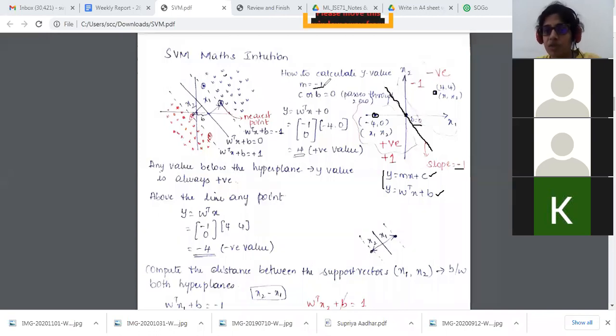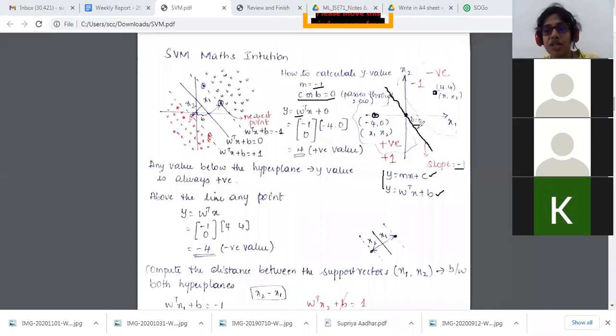I know the value of m, the slope, is -1, and the value of c or b is also 0, because it passes through 0. So y is equal to w transpose x plus b, and since b is already 0, I'm writing it directly as 0. The weights w transpose that I'm considering right now are m and c, the coefficient values. I want to write it in matrix format so that I can do a matrix multiplication, because I have the points as well.